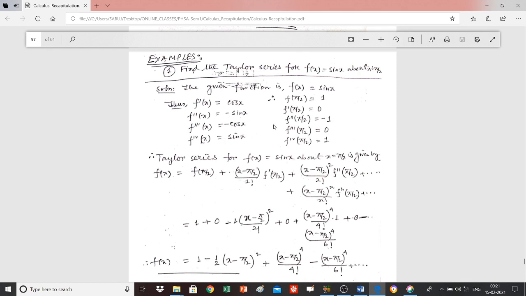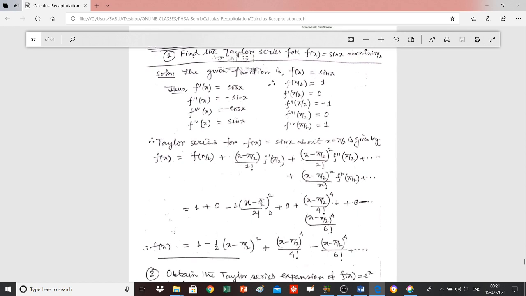Now just substitute these values f(pi by 2), f prime pi by 2, f double prime pi by 2 in this expression. Just substituting these values, we obtain the first term is 1. Then since it is 0, so 0 is here. Then minus 1 is here, so minus 1 into (x minus pi by 2) squared by 2 factorial from this part. Then plus 0 for this term.